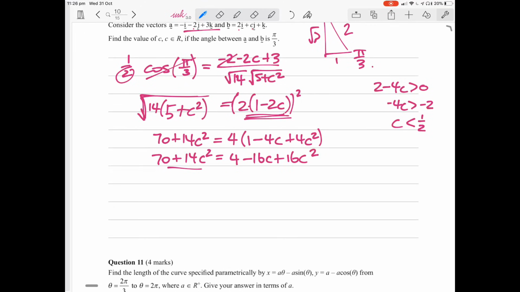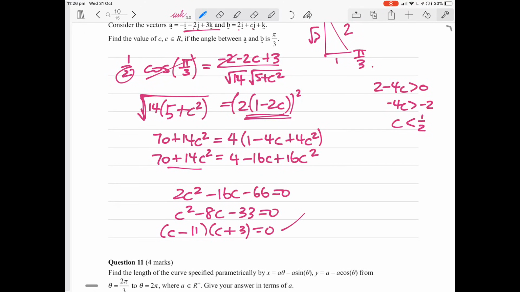So now bring all of this to the other side. So we get 2C squared minus 16C minus 66 equals 0. C squared minus 8C minus 33 equals 0. C minus 11, C plus 3 equals 0. Therefore, C equals 11 or negative 3. However, C has to be less than a half. Therefore, C is equal to negative 3.